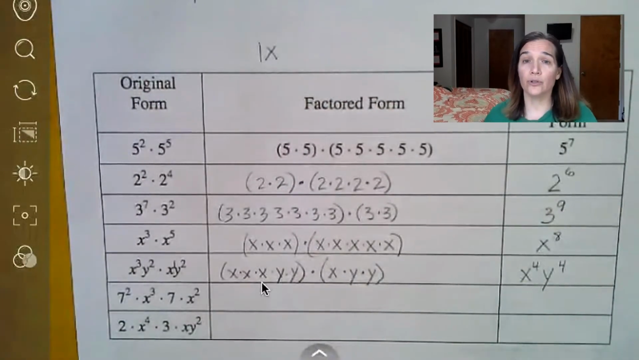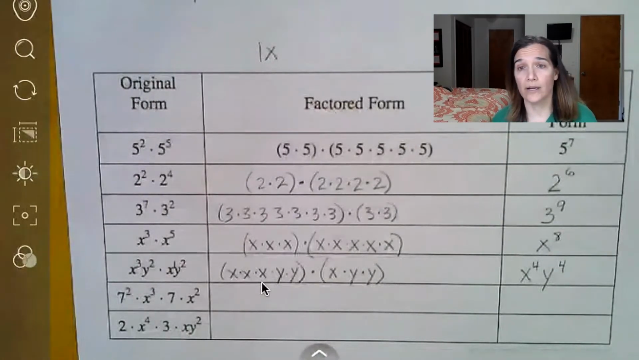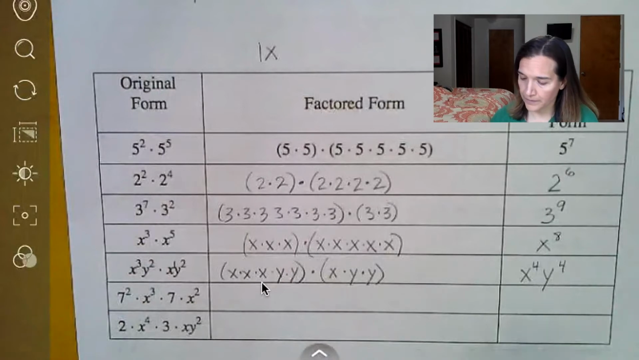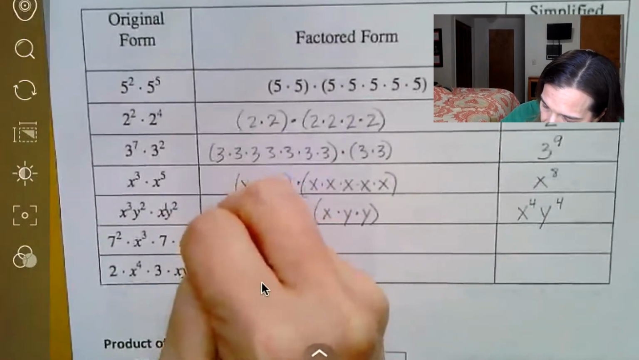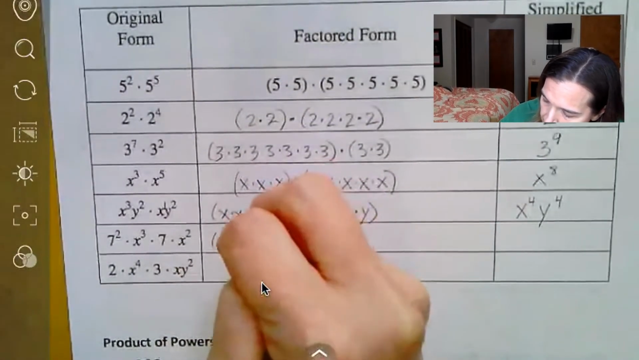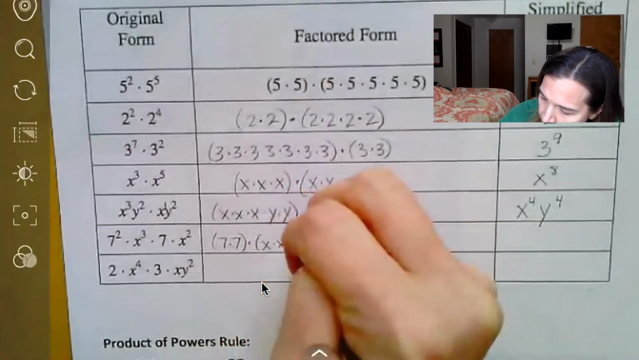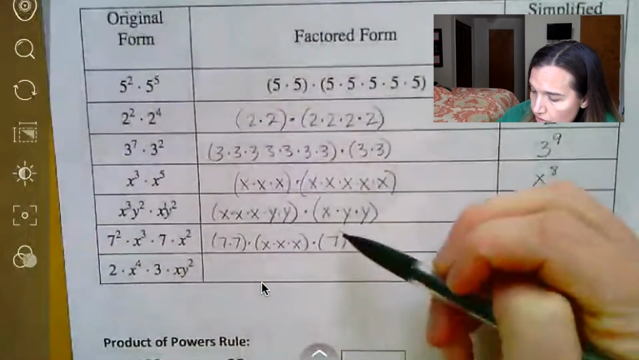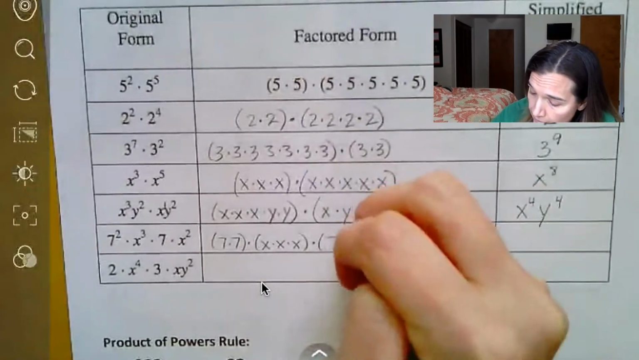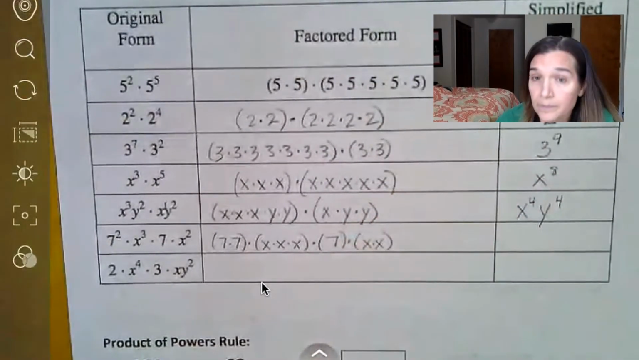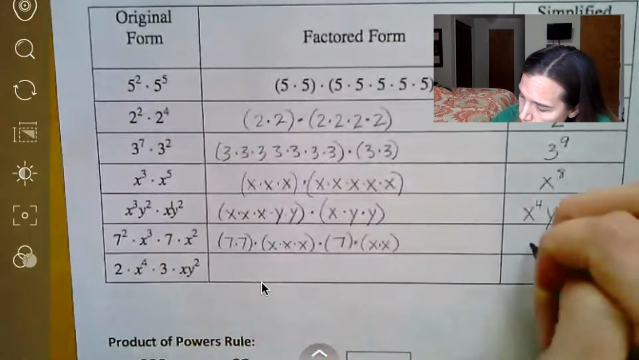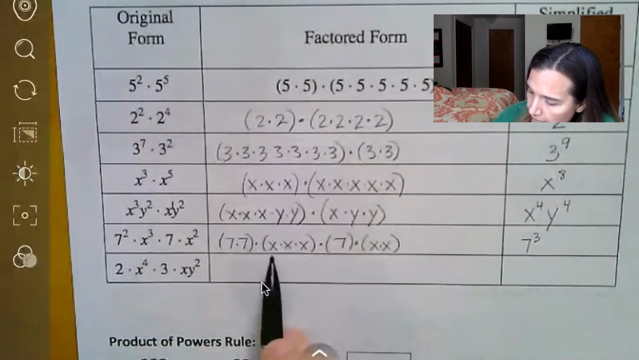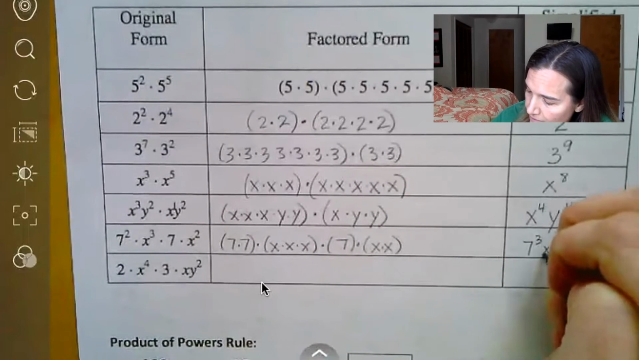If you remember, usually we write the variables in alphabetical order, so x's come before y's in the alphabet, so that's how we write it as well. Then down here, we have 7 squared. That looks like 7 times 7. X to the third power is x times x times x times 7. And remember, that's just to the first power, so we just write one of them. And then times x is our x squared. And again, putting those back together again, we have 7 times 7 times 7, which is 7 to the third power. And then x times x times x times x times x, x to the 5th power.